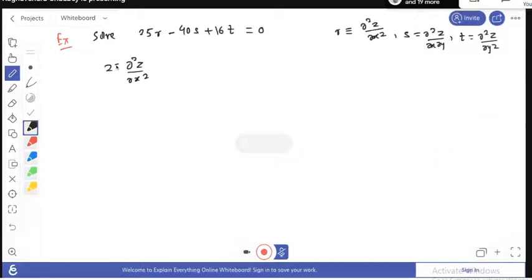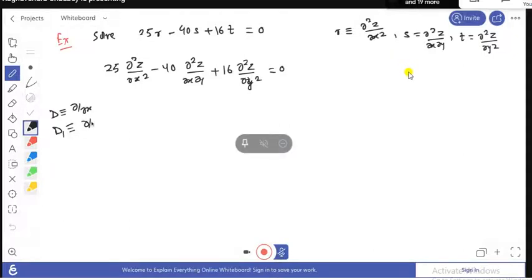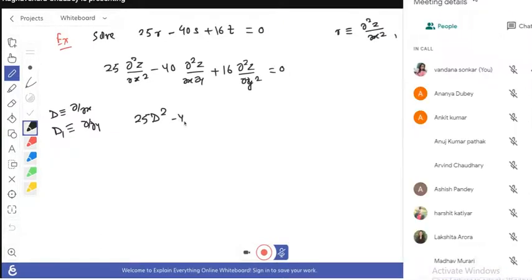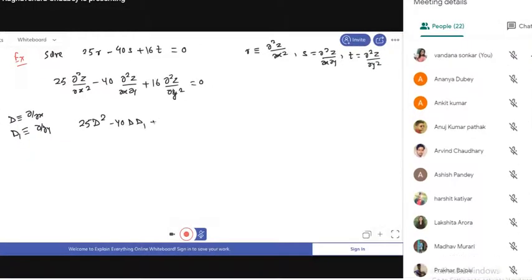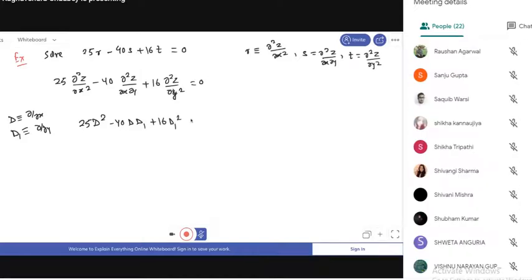The constant coefficient is 25, here 40, and del 2z over del x del y plus 16 del 2z over del y square, that equals 0. If we define our operator D as del by del x and D1 as del by del y, then this linear partial differential equation with constant coefficients can be written as D square minus 40 D D1 plus 16 D1 square equals 0.